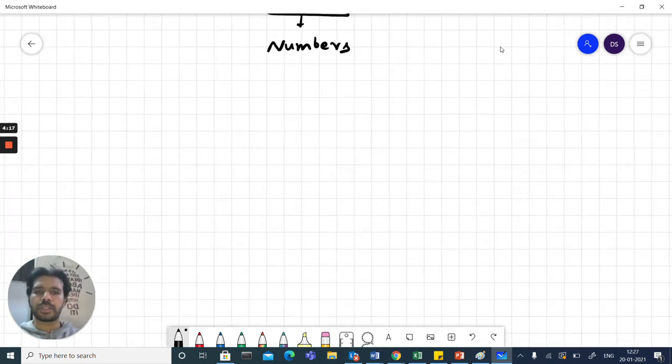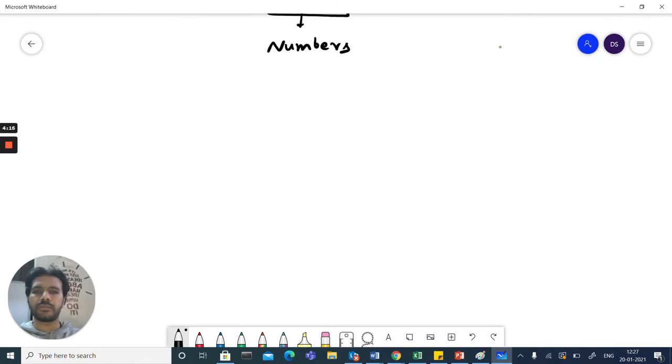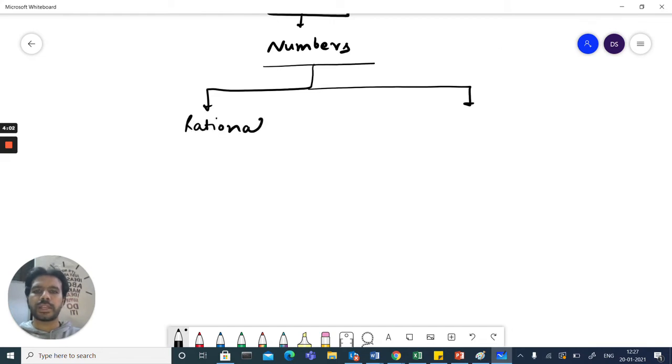To start with that, we'll first talk about a number tree. A number tree is basically that you divide the numbers into two parts. The first part is the rational numbers, and the second one is irrational numbers. Now, what is the difference between a rational and an irrational number?